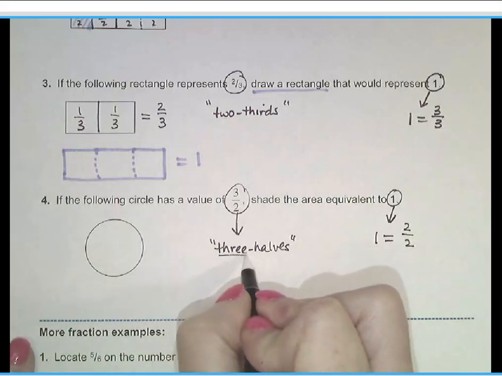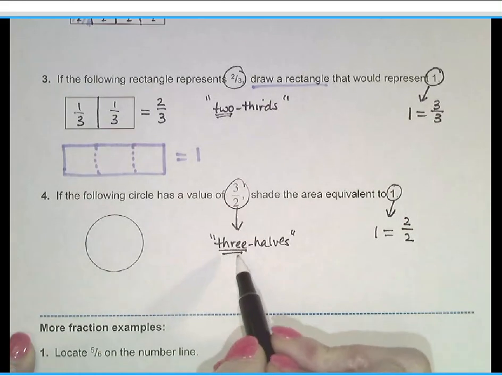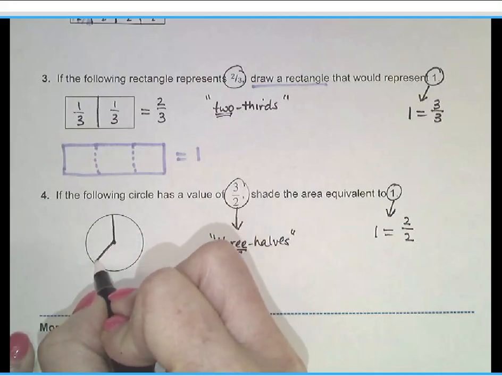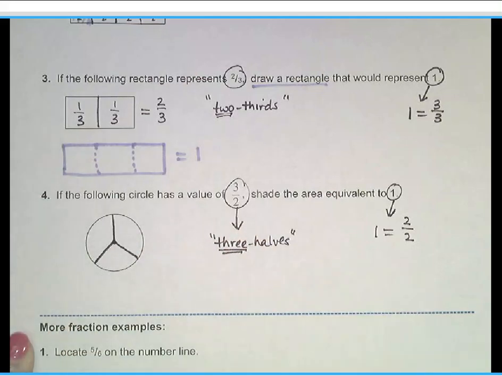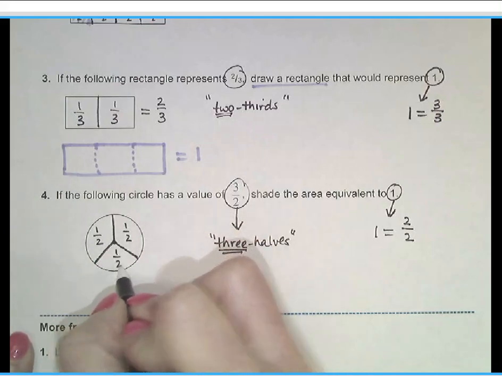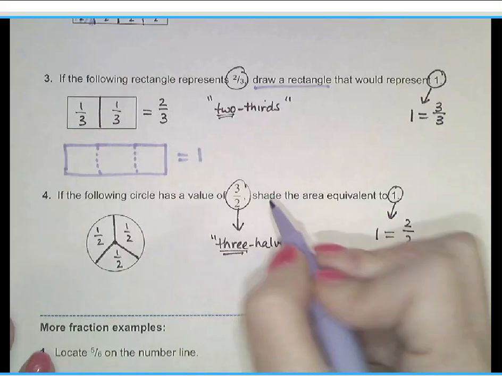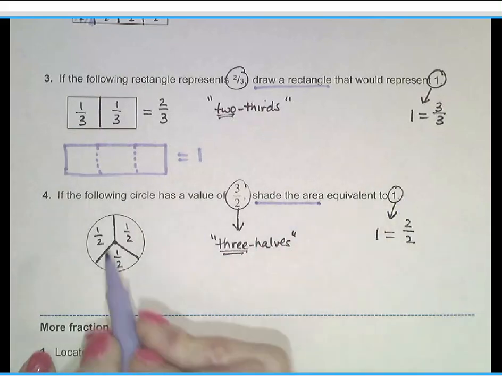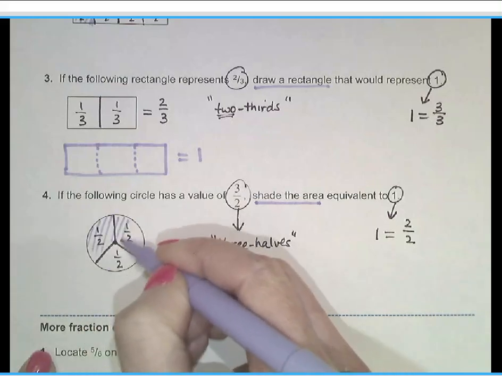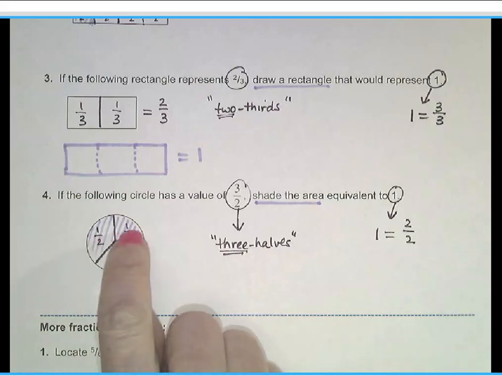So this picture is 3 halves, kind of like the last picture was 2/3, so I cut it into 2 pieces. I'm going to cut my circle into 3 halves. So we did a picture with thirds on the last page. So this is 1/2 and 1/2 and 1/2, and you can see that this picture contains 3 halves. But what I want to do is shade the area equivalent to 1. So I'm going to pick any 2 of these halves, whichever 2 you like, and you're going to shade 2 of them. And that shape would be equivalent to 1 because it's 2 halves.